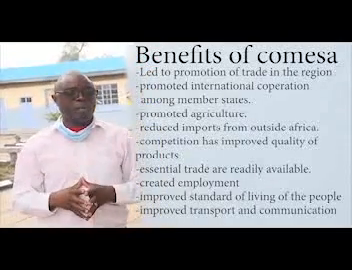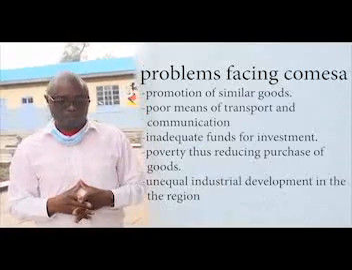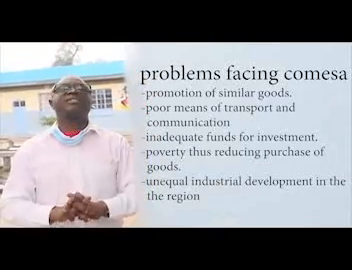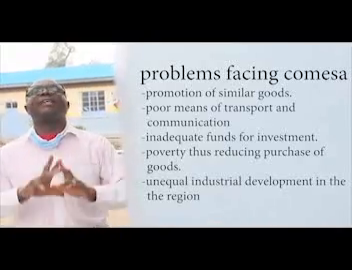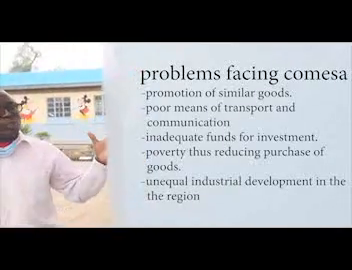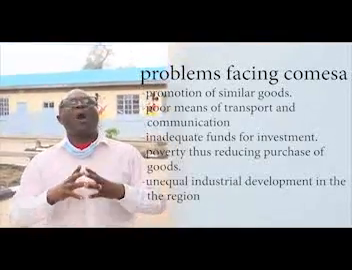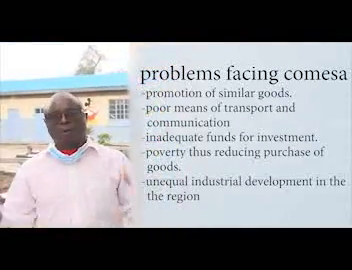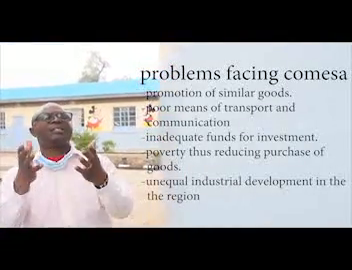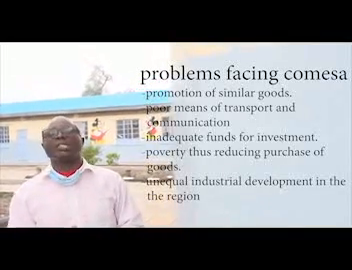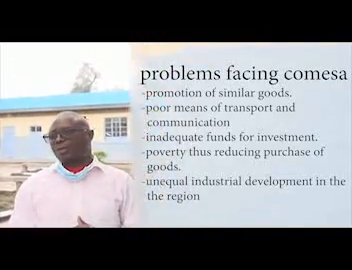Allow me now to talk about the problems facing COMESA. One is the production of similar goods, and this is the main problem facing all trade blocks. All the trade blocks that we are going to discuss, you will realize that one major problem facing these trade blocks is production of similar goods. Another problem is poor means of transport and communication.